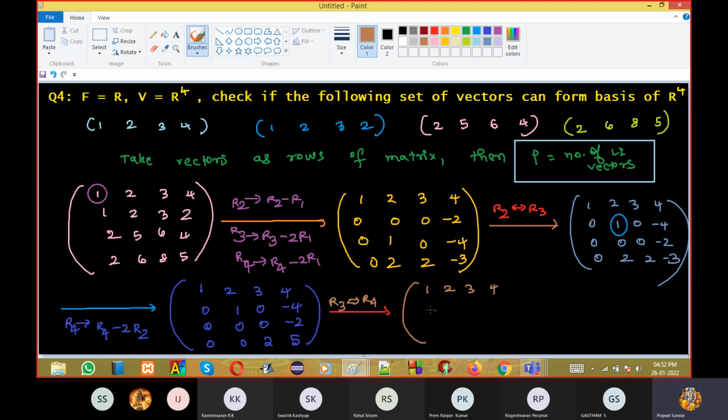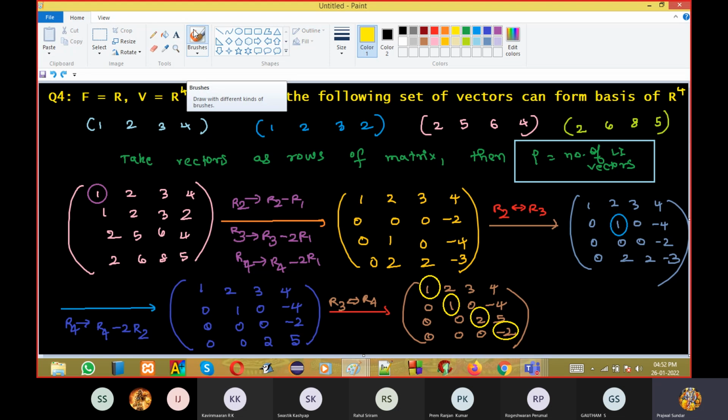1 2 3 4, 0 1 0 minus 4, 0 0 2 5, 0 0 0 minus 2. Okay, now it's in row echelon form. See, these are the pivots. Everything below the pivot is 0. So I can say this is in row echelon format. Correct? Please check it. I am checking.